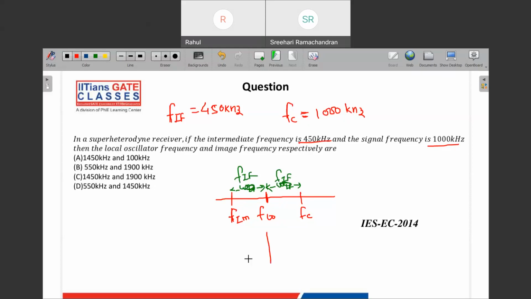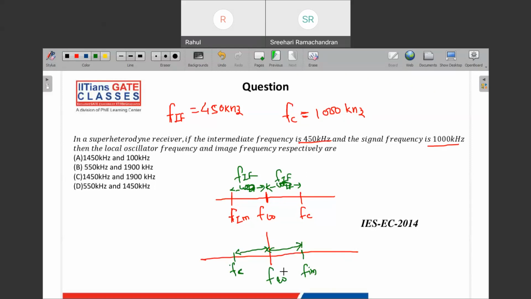Another scenario is just the opposite of this, which we discussed in the last slide. There can be two scenarios. FLO is again at the center, but the image is here and FC is here. And again, this is FIF, and this is again FIF.